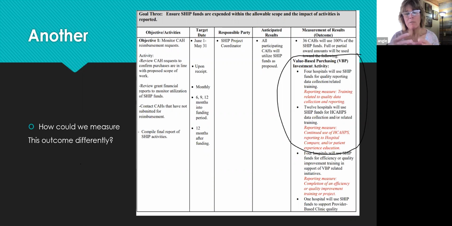And if we had 12 hospitals, and again, I don't know if this was a consortium or not, but we have 12 hospitals using SHIP funds for HCAHPS data collection and/or related training. What could we collect from them to ensure that, one, it'll support the vendor, but then let's look at, okay, what else can we do here as far as looking at our patient experience education.